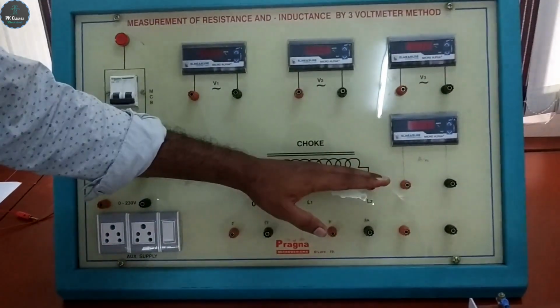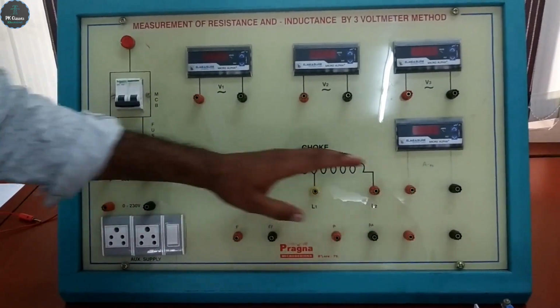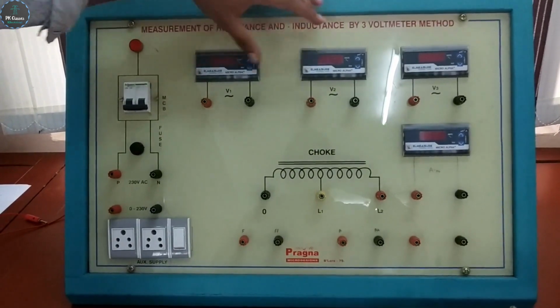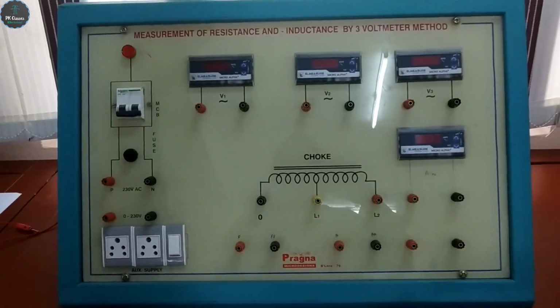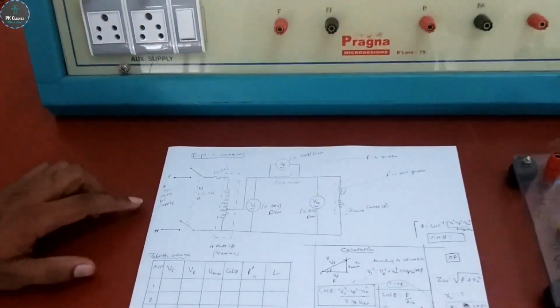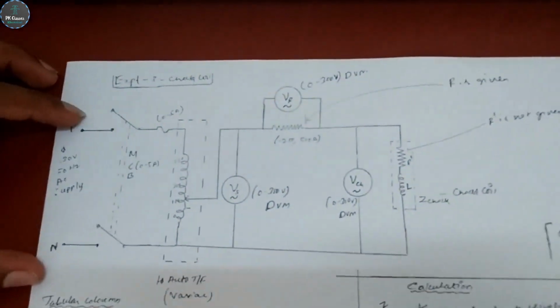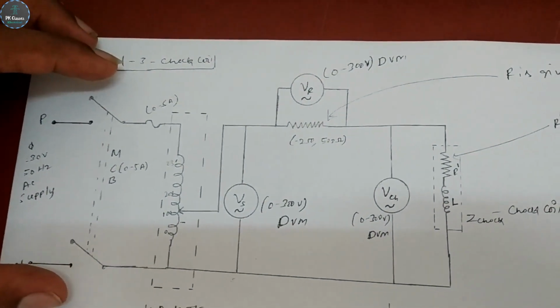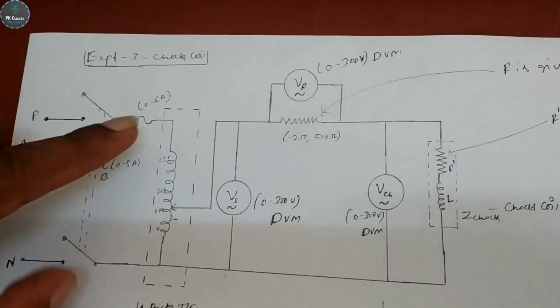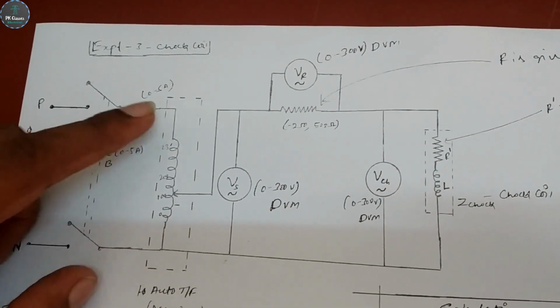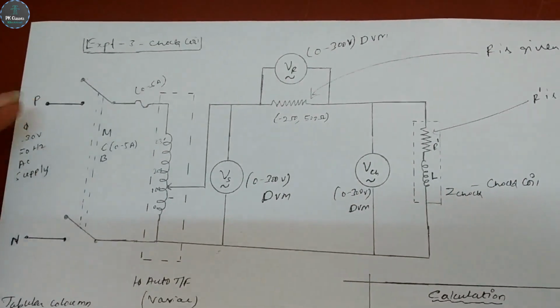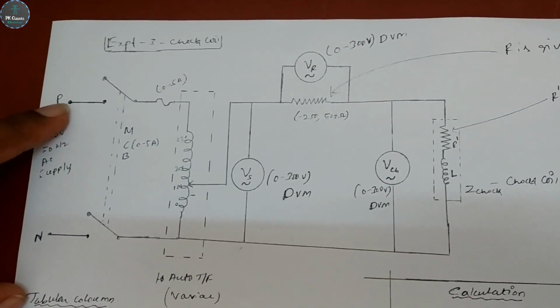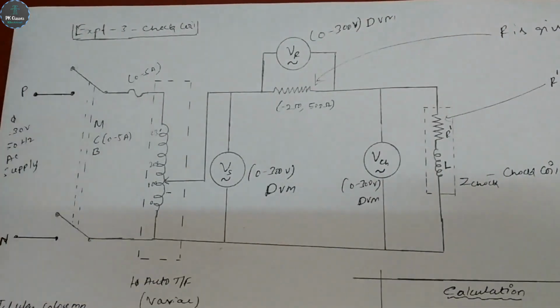This choke resistance and inductance we are going to measure, and we are using 3 voltmeters V1, V2, V3. Right? As you can see, the circuit diagram is present over here. There is a phase and neutral, single phase supply, and an MCB is present for safety as well as on-off purpose, and then a fuse is connected in series with the circuit. The fuse must always be connected in series with the phase, not neutral, because this is an AC experiment.